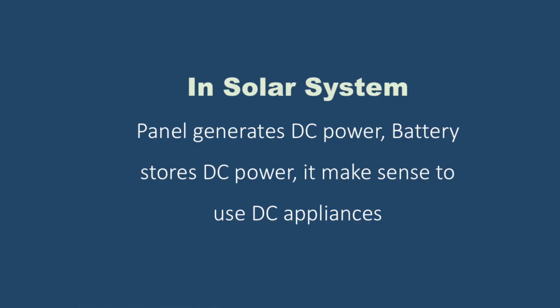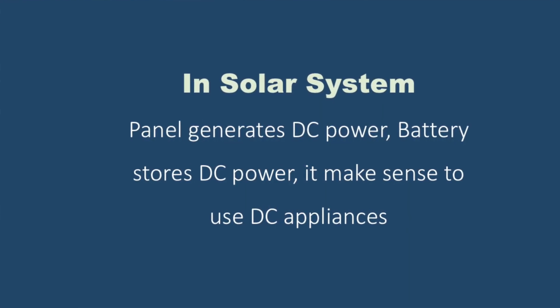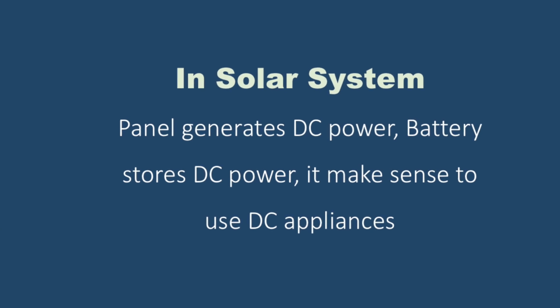And therefore, isn't it an intelligent way to run a DC appliance on DC power? Particularly in a solar system, when your panel is generating DC power, your battery is storing DC power, and all your electronics also require DC power, the whole system becomes synchronized and everything is DC. Therefore, whatever extra energy you would spend in that AC to DC conversion, you will save.